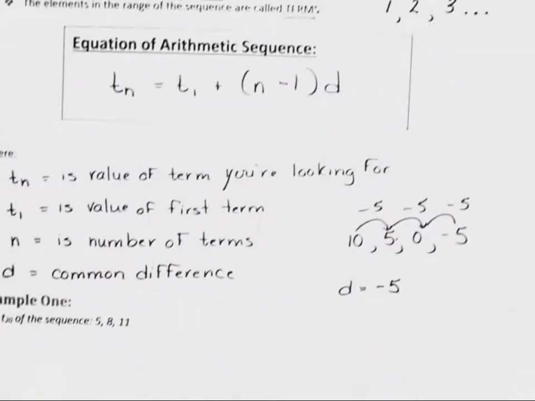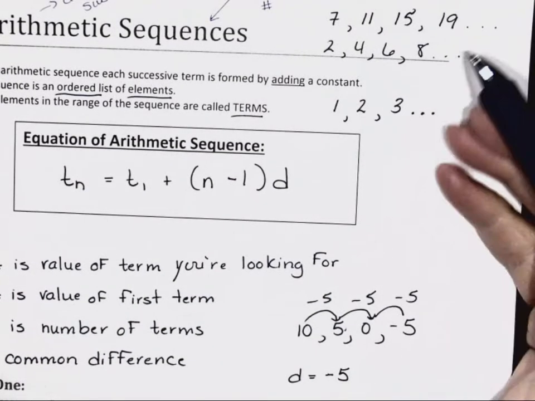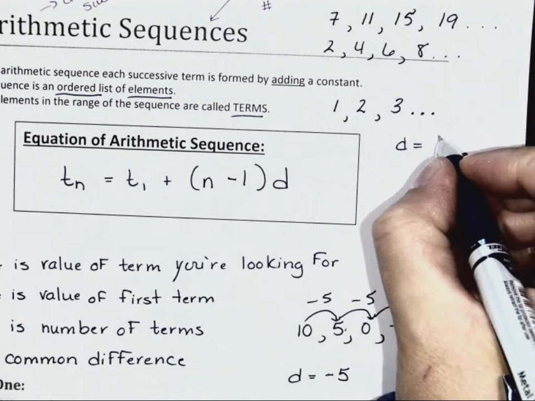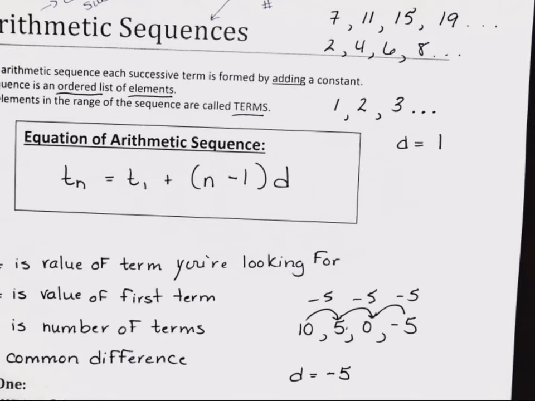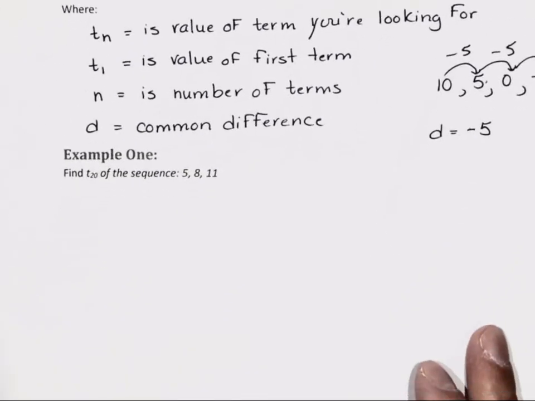If you're adding, like for this one, we were adding 1, my common difference here would be a +1. Okay, so if you're adding to get to the next number, it's a positive. If you're subtracting to get to the next number, it's a negative. So hopefully that makes some sense.